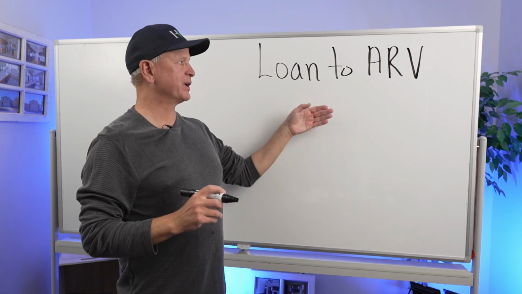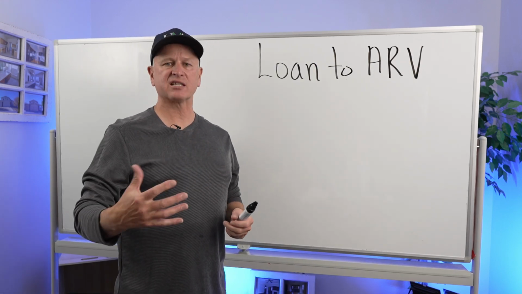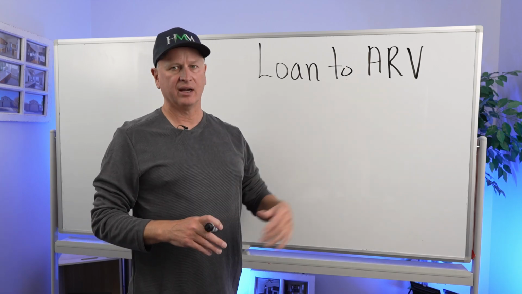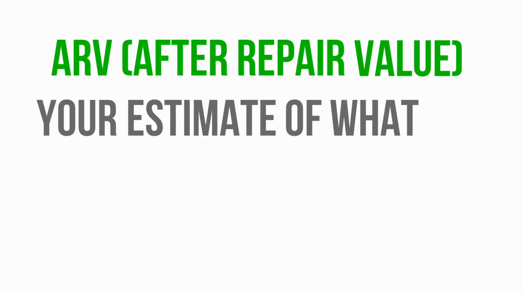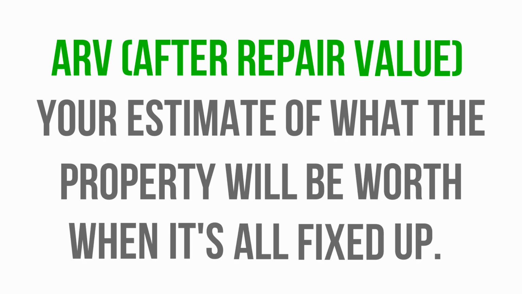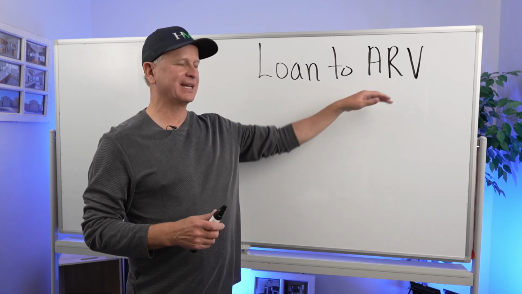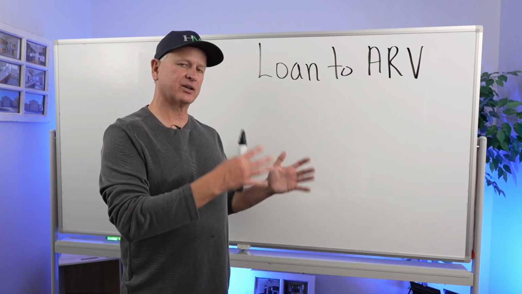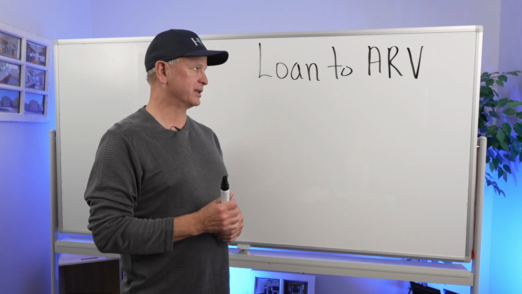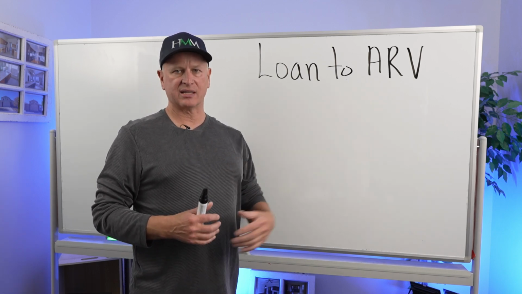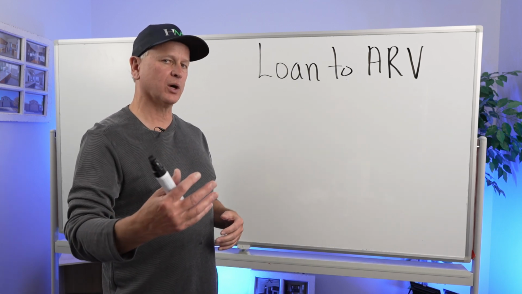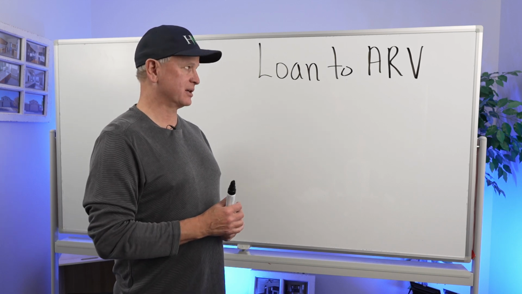Most lenders are going to give you their maximum loan based on ARV. Remember, ARV, after repair value, is your estimate of what the property will be when it's all fixed up. So you might be buying a flip, putting a bunch of money into it. What does the market estimate, based on current sales, it'll be worth when it's all done? Or when you go to refinance it, because maybe it's a BRRRR, what it's going to be worth.